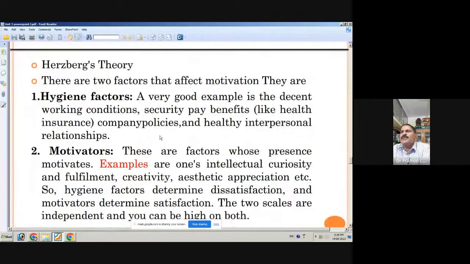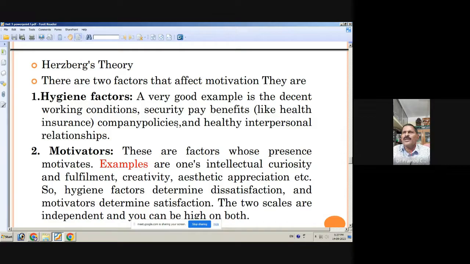Herzberg's theory: there are two factors which very much affect motivation, hygienic factors and motivators. Hygienic factors means if the working conditions of an institution are not conducive, if there is no security, no pay benefit, no health insurance, no organizational policy, no healthy interpersonal relationship, then one will not be motivated to work in that organization. Hygienic factors are very important. The working condition is very important.